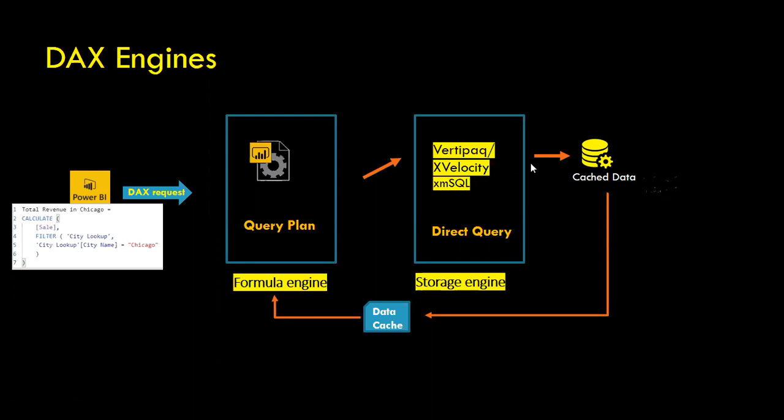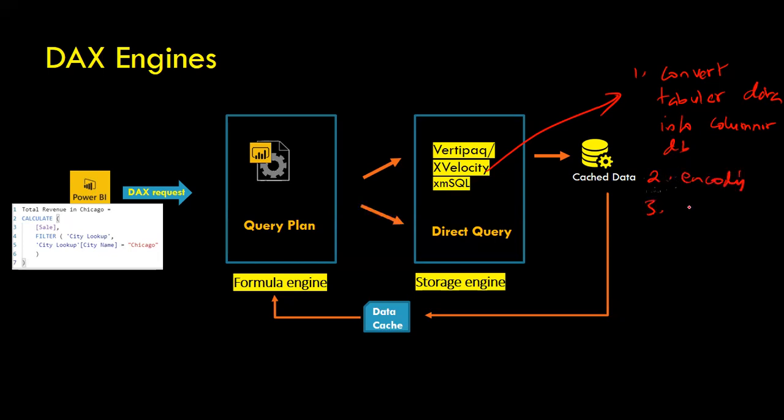So what are the steps carried out by X velocity upon receiving the query plan from the formula engine? The first thing is it will convert your tabular data into a columnar database. The second step is it encodes your data. The third step is it compresses the data. And then it loads the data into memory. The compressed data will get loaded in memory.